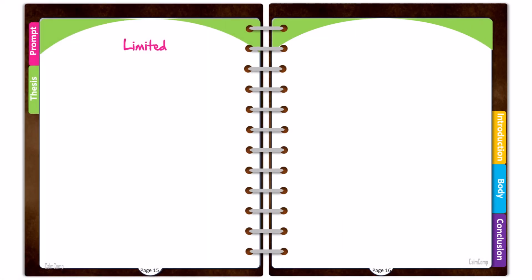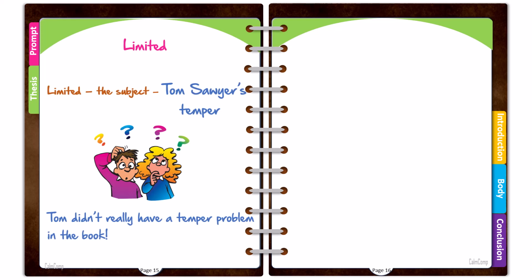Let's start like we always do, with the limited. Our limited subject is Tom Sawyer's temper. Let's fact check that. Do we really have enough evidence to back up Tom's temper problem? When I investigated the novel, I only found a few instances of Tom getting mad. Just a couple of things happening are isolated incidents. Tom being angry is not a pattern for his character at all.